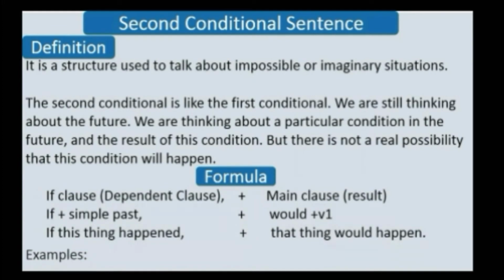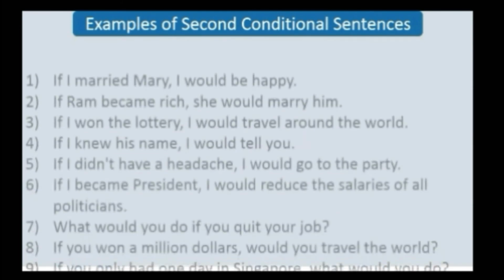So this is the formula of the second conditional sentence, and now you can see the example. In the second conditional sentence, we talk about imaginary situations. If I were you, I would give up smoking. So it is imaginary. Neither am I you, nor can I become you. So these are imaginary sentences, also called second conditionals, and we always use stative verbs in the second conditional.